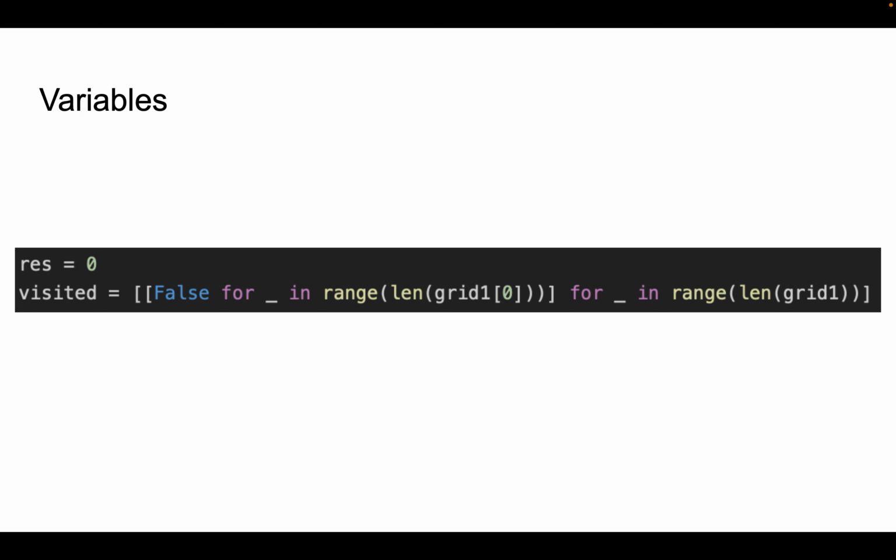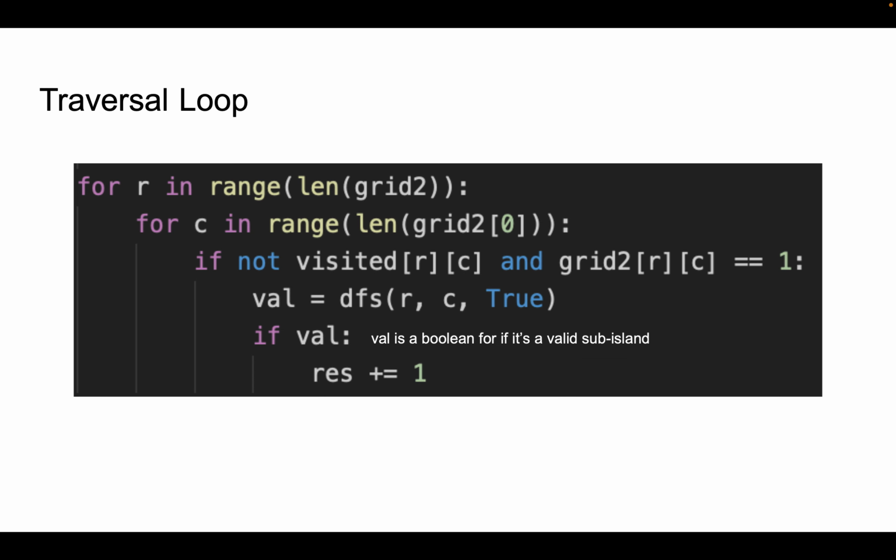Here we have our variables for the code. We have result, which is a result counter, starting at 0, and the visited matrix will be false for the rows and columns in the grid. This is the main traversal loop. For each row and each column in the grid, if it's not visited and if its value in grid 2 is 1, which means it's land, we start our DFS function on this row and column. This DFS function returns a boolean, true or false, saying if it is a valid sub-island. And if it is true, we add 1 to our result.